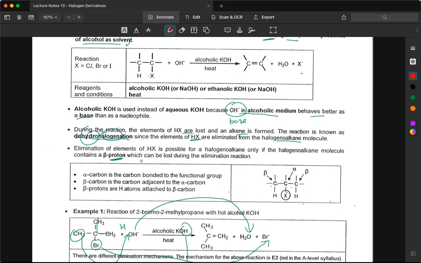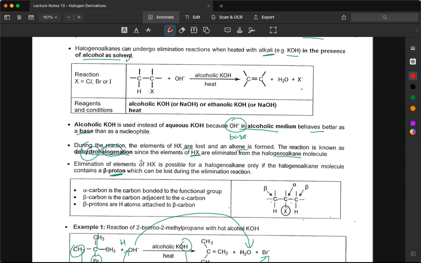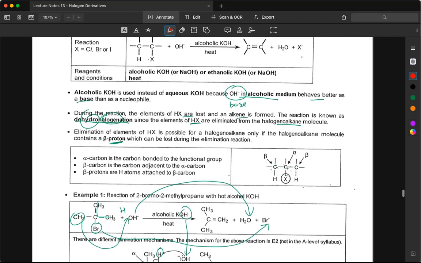The elimination of elements in HX is possible for a halogenoalkane only if the molecule contains a beta proton, which can be lost during the elimination reaction. What is a beta proton? The alpha carbon is the carbon bonded to the functional group, in this case X. So this is the alpha carbon. The beta carbon is the carbon adjacent to the alpha carbon. And beta protons are the hydrogen atoms attached to the beta carbon, which is this one, the one I circled in red.